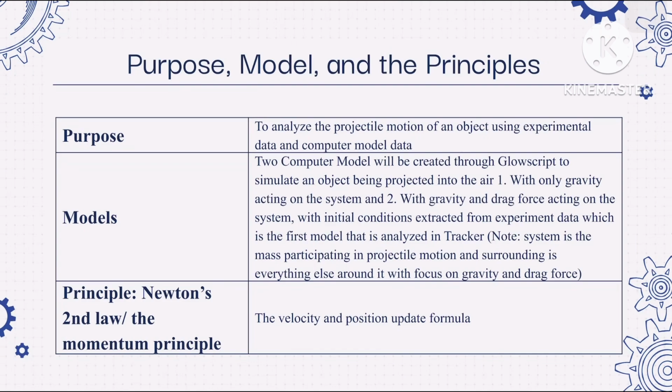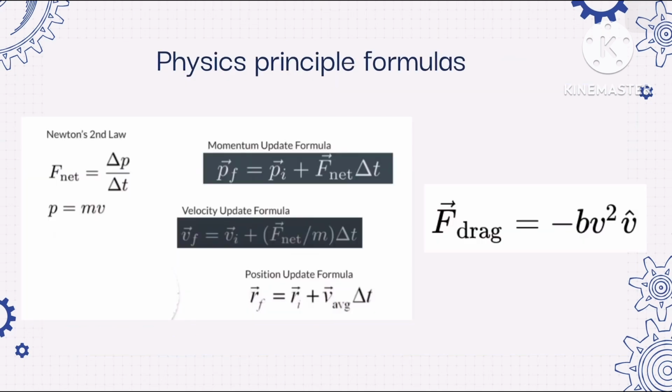The main principle that we're looking at in this lab is Newton's second law and the momentum principle, and that gives you the velocity and position update formulas, which we use in the code. So here are the formulas. We have Newton's second law and the momentum update formula that is used to derive the velocity update formula and the position update formula. And then here we also have the formula we used to set drag in the code.